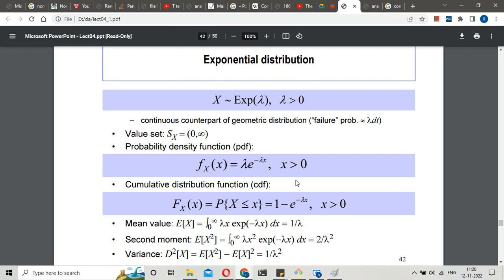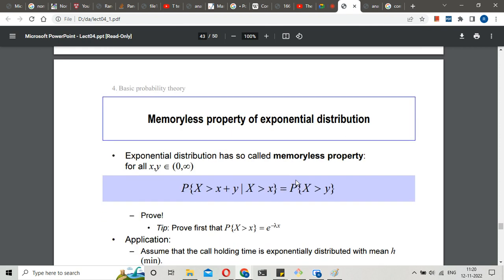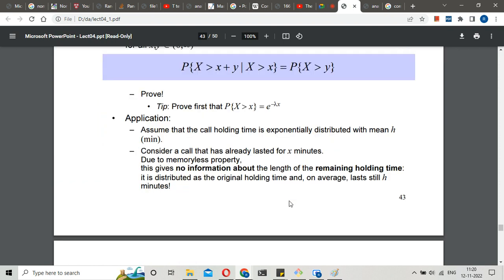Similarly, one more example is the amount of time until an earthquake occurs, which also decreases exponentially, because as time grows, your probability of getting that event reduces. This one also has the memoryless property. Assume the call holding time is exponentially distributed.